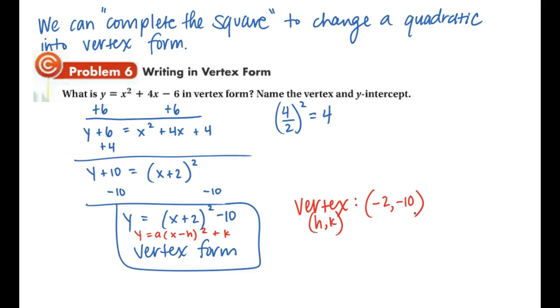The y-intercept is actually easily found in the standard form that we were given, the c value. So that means our y-intercept is at the coordinate 0, comma, negative 6.